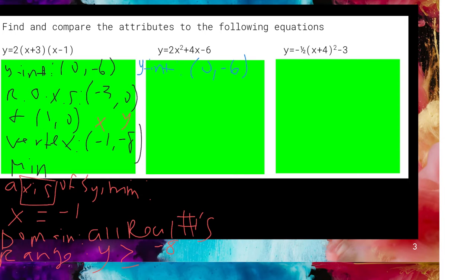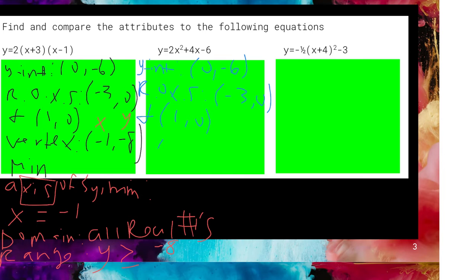And then now we're going to find the roots. So roots or ROCKS. This is the mnemonic, which stands for roots, zeros, x-intercepts, and solutions. It's all the same thing. So the x-intercepts that I got, which is where it crosses the x-axis, are at (-3, 0) and (1, 0).